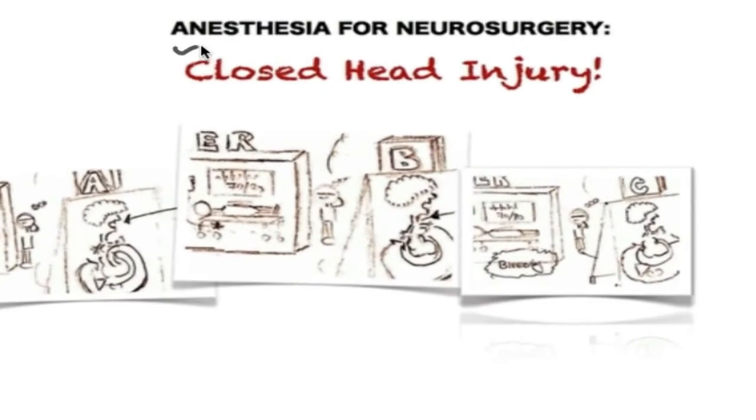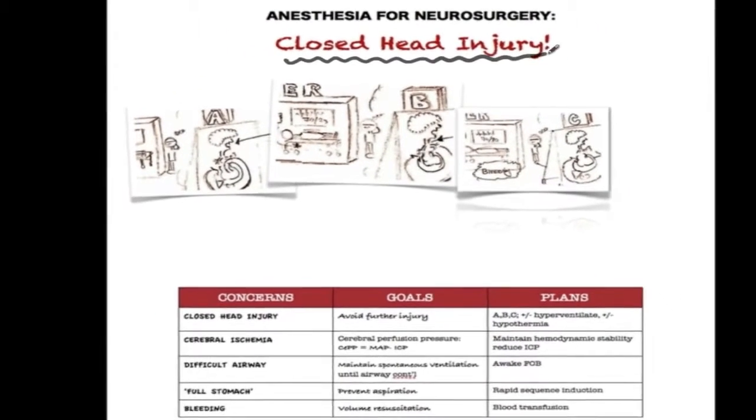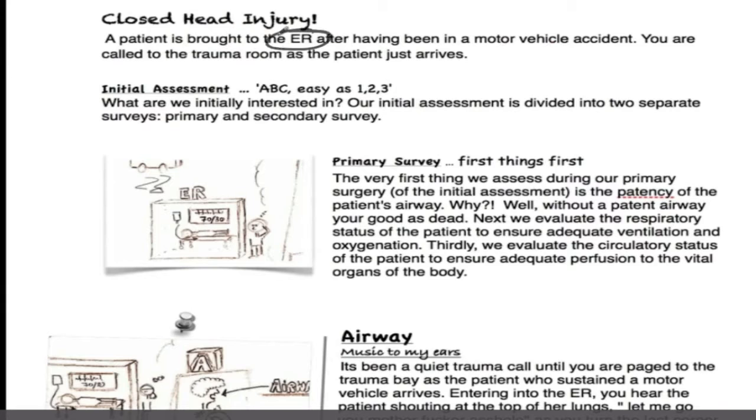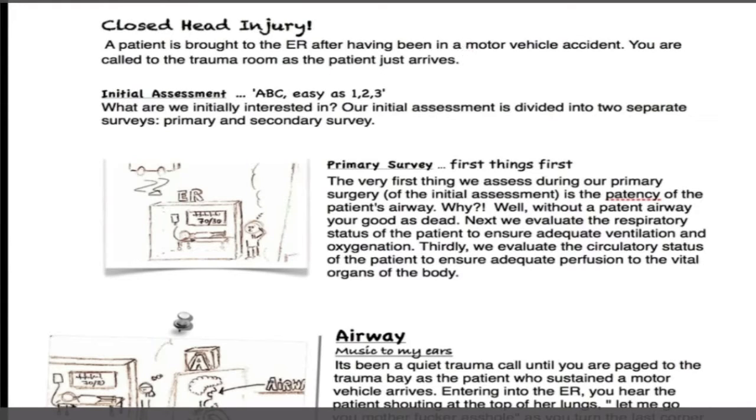Now we're going to talk about anesthesia for neurosurgery, focusing on closed head injury. A patient is brought to the ER after having been in a motor vehicle accident. You are called to the trauma room as the patient just arrives.